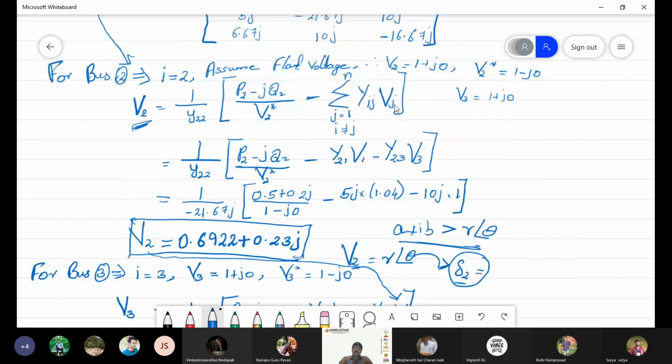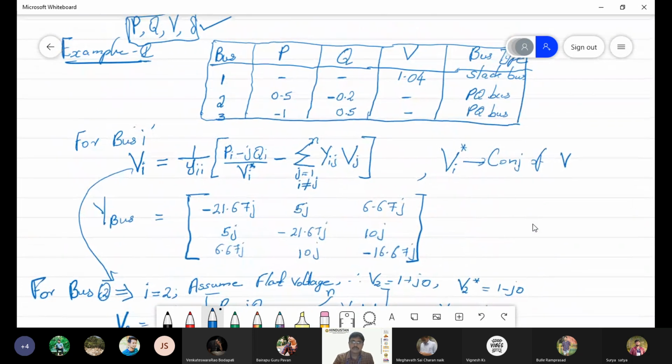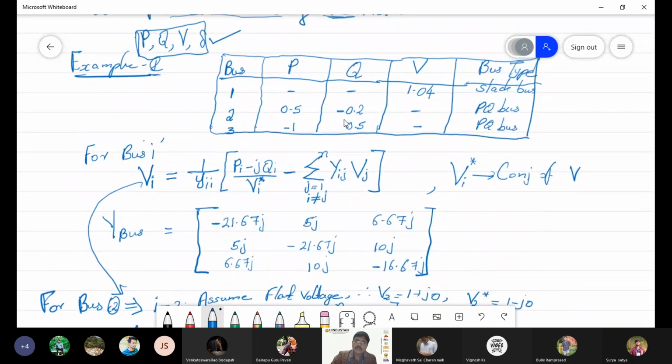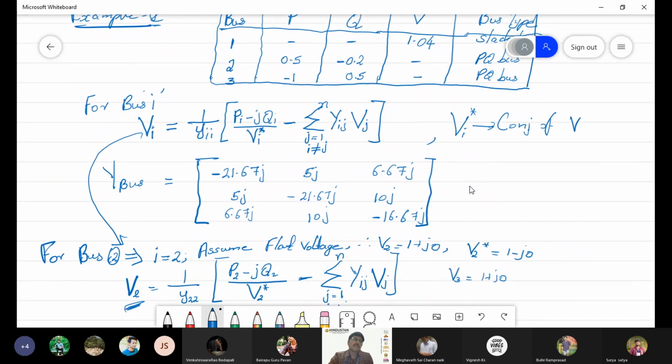Listen, once again I repeat. This is the given problem, a 3-bus system, right? And up to this it will be given. You need to know this formula and how to expand it. We want the unknown values, V2 and V3, and how to find them we are going to see using the Gauss-Seidel method.